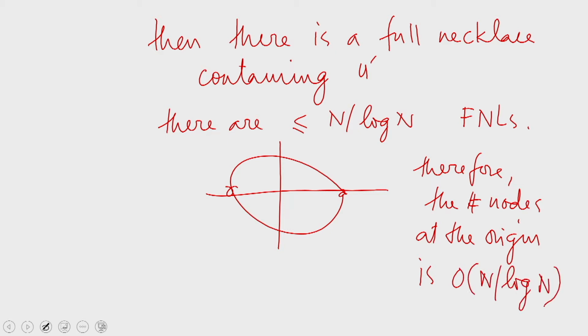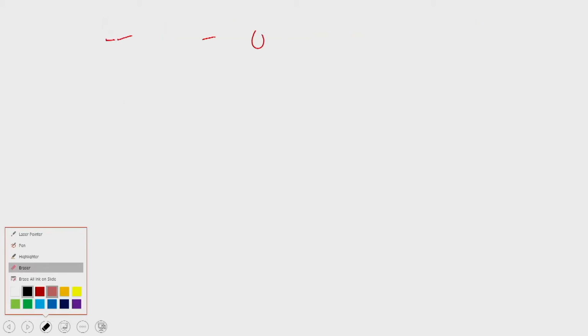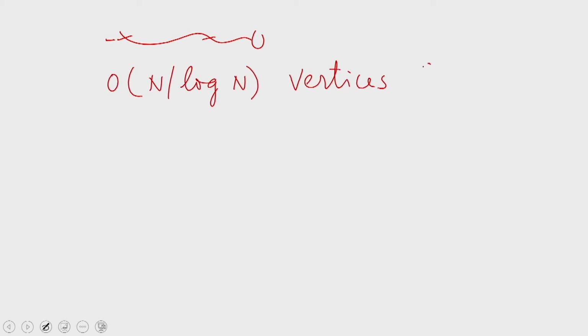Once again, if a node falls at the origin, its exchange neighbor falls in a full necklace, and that itself accounts for n by log n vertices. There can be at most n by log n full necklaces, therefore, at most order of n by log n vertices will fall at the origin. By the same argument, we can show that order of n by log n vertices fall on the real line.